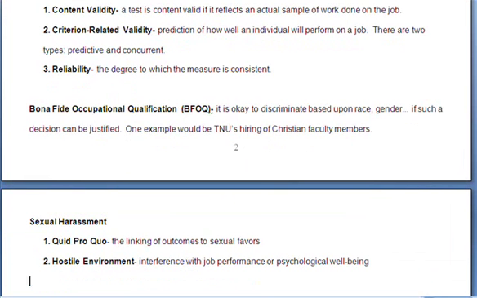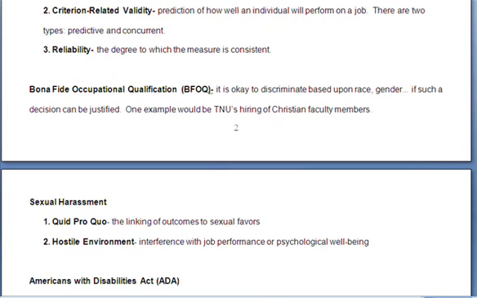Sexual harassment, just briefly here, quid pro quo, the linking of outcomes to sexual favors. A boss telling a subordinate that if you go out on a date with me, I'll give you a raise or something of that nature. That is quid pro quo. That's a pretty clear-cut type of sexual harassment. The one that's not so clear-cut is this hostile environment. That one can actually be quite a gray area. I will tell you the hostile environment is much more common, but it is also much more confusing as to whether it's occurred or not occurred.